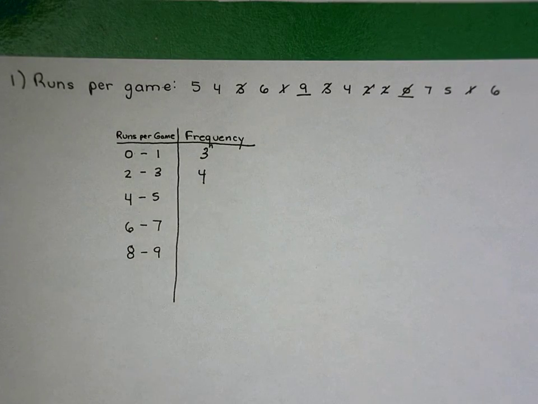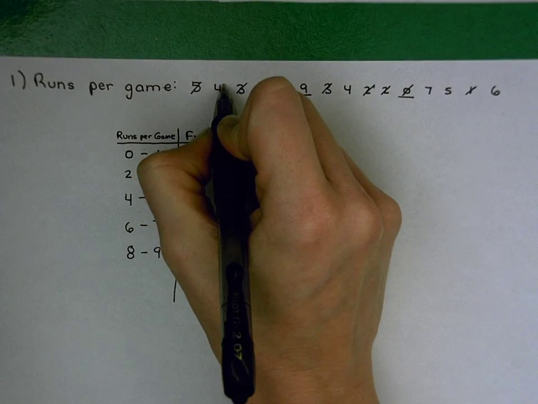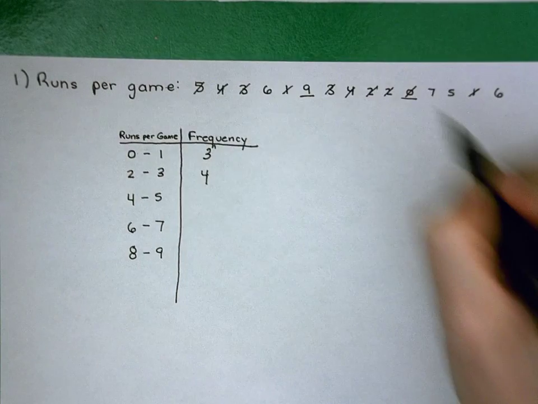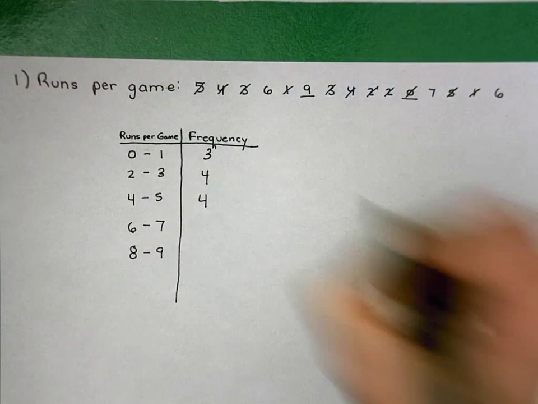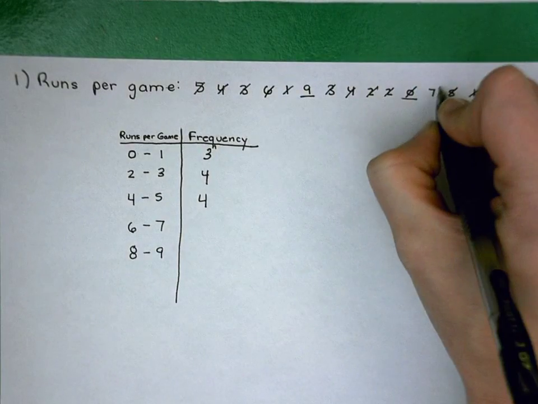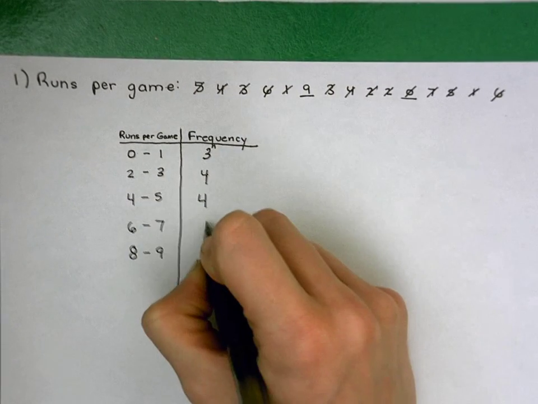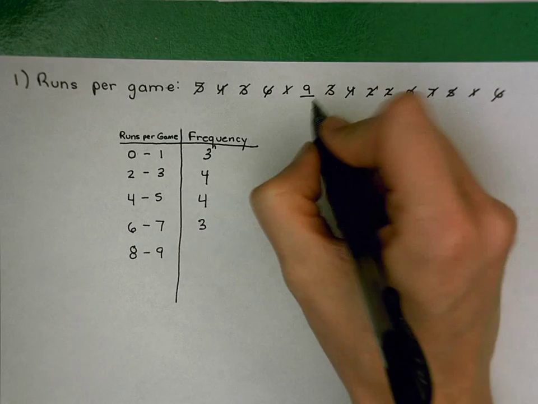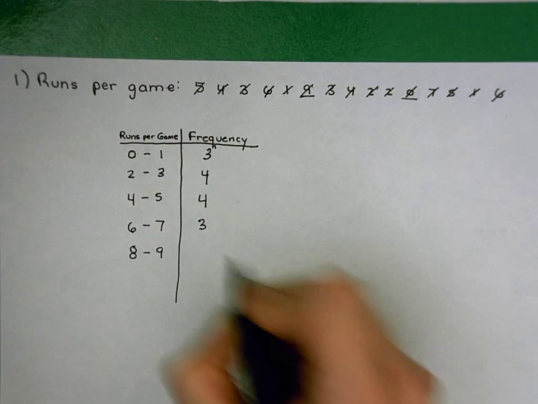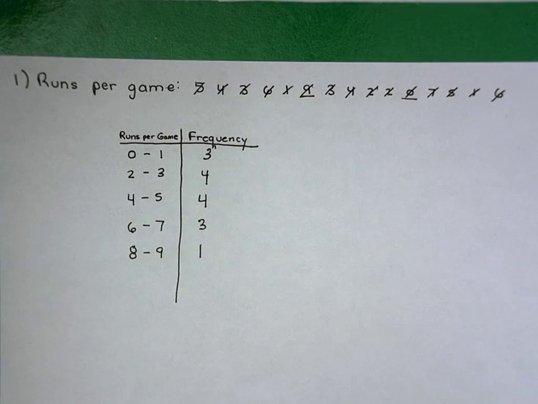4 to 5 then, I have 1, 2, 3, 4. 6 to 7, I have 1, 2, 3. And 8 to 9, I have 1. Okay. And then it's a good way of double checking. Make sure that you haven't missed something.